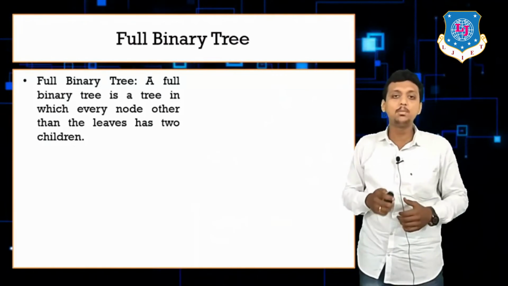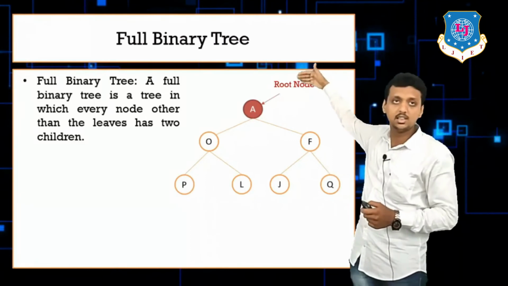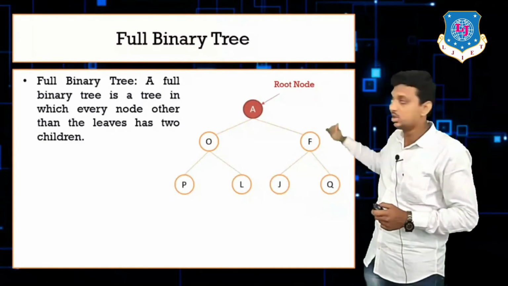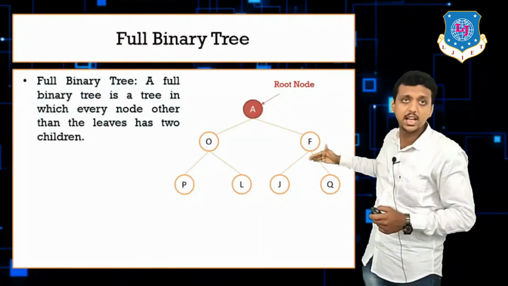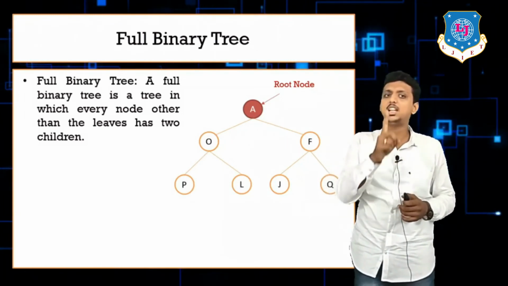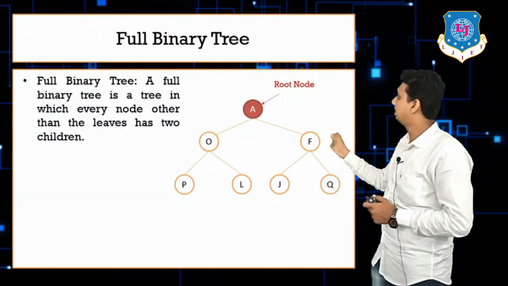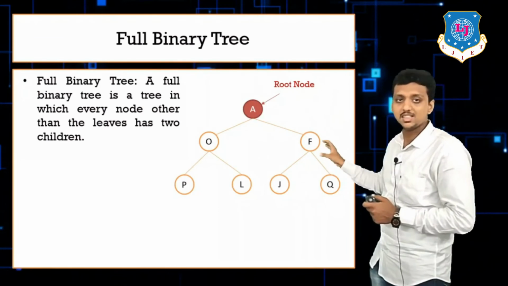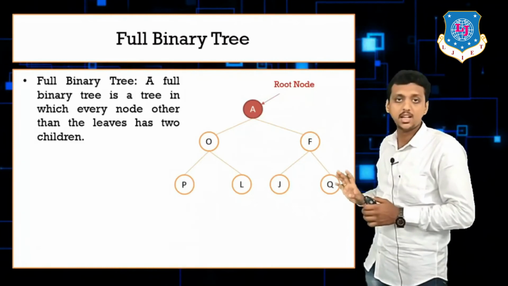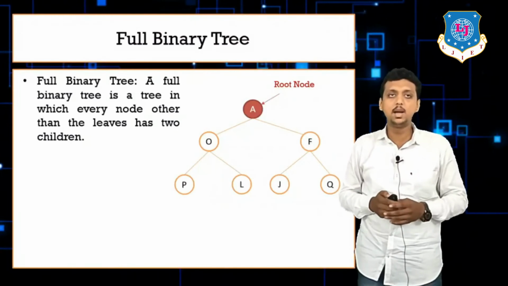Now next we have full binary tree. See, students, if you have two levels, this is level 0, level 1, and level 2. If you have a 2 level binary tree, then it must contain 7 nodes. See in this figure, all the nodes are full. Each and every node has children, except the leaf nodes. There are no empty child nodes. Fine. This is known as full binary tree.